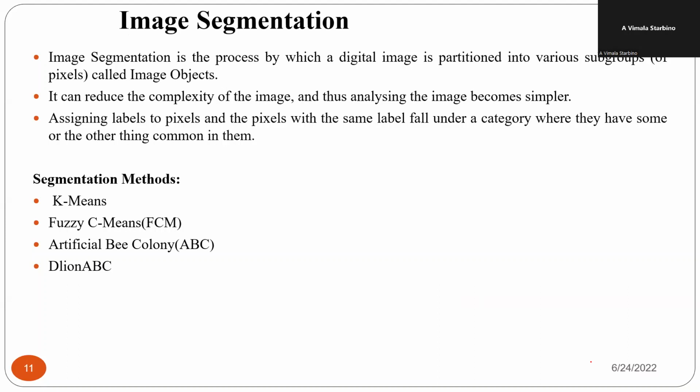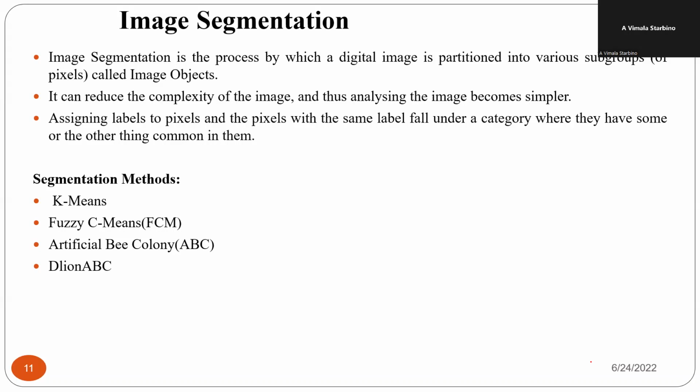After dividing into groups, if you take a lung image and process the entire lung image, it will take a longer time to analyze. So in order to reduce the complexity, we have to segment that entire lung into partitions, into subgroups, and we have to label it. Each segment we have to label. This is called image segmentation.